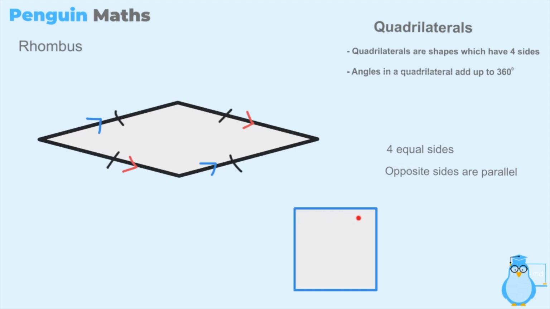We can see that in a square, each one of the corners is a right angle, but for a rhombus this is not the case. We can see that both the top and bottom angles are equal, but they're clearly bigger than 90 degrees, and the angles on the left and right are both equal as well, but they're smaller than 90 degrees.